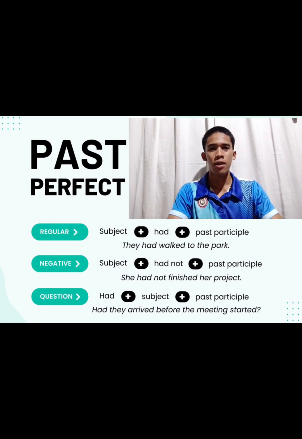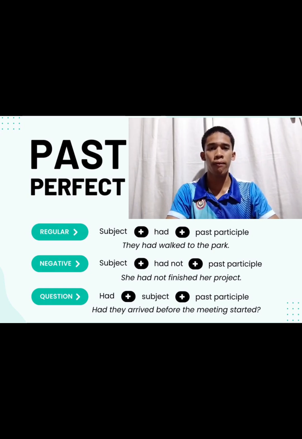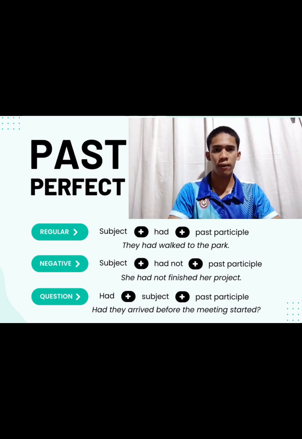Good day. So let's talk about the past perfect tense. So, what is the past perfect tense? The past perfect tense, also known as the pluperfect, indicates an action completed before another past action or event. It is formed by using had plus the past participle of the main verb.